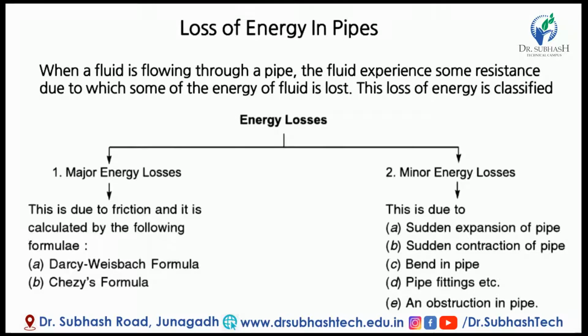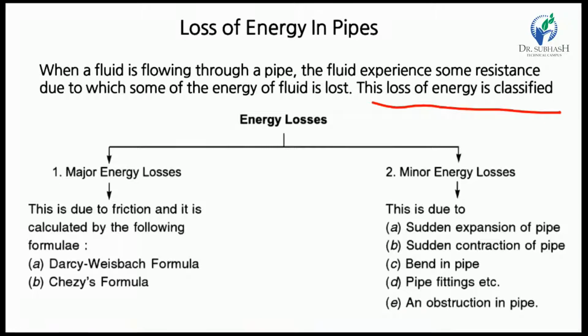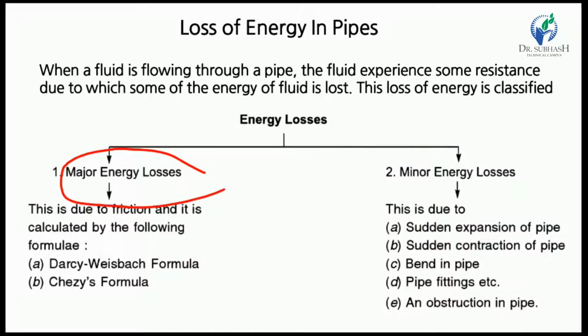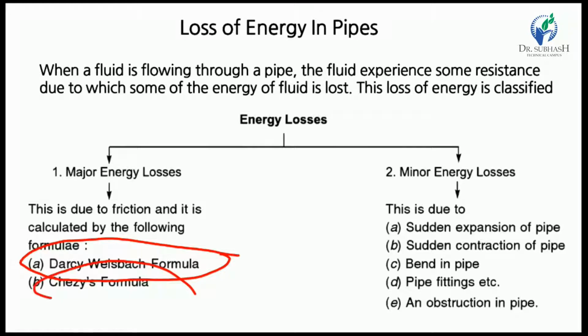First of all, when the fluid is flowing through the pipe, the fluid experiences some resistance. Due to this resistance, the fluid loses some kind of energy. These energy losses are classified into two main categories: major energy losses and minor energy losses. Major energy loss is due mainly to friction, and it is calculated by two formulas: the Darcy-Weisbach formula and Chezy's formula.